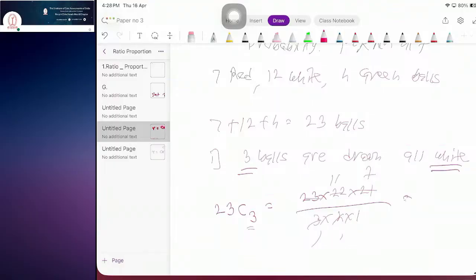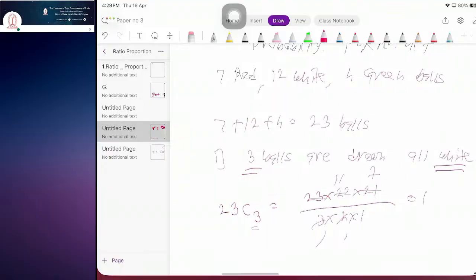So 11 multiplied by 7 multiplied by 23. Find out the answer. Eleven multiplied by 7 multiplied by 23, that answer is coming 1771. So if any 3 balls are to be selected out of 23 balls, the combination, you are getting the answer as 1771 number of ways it is possible.